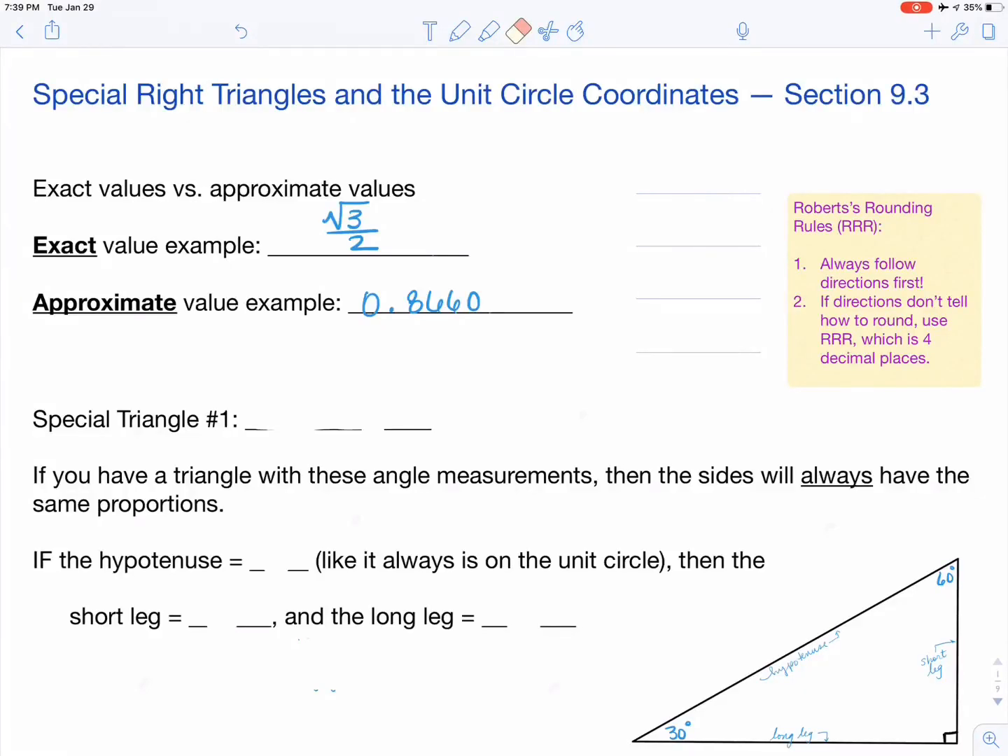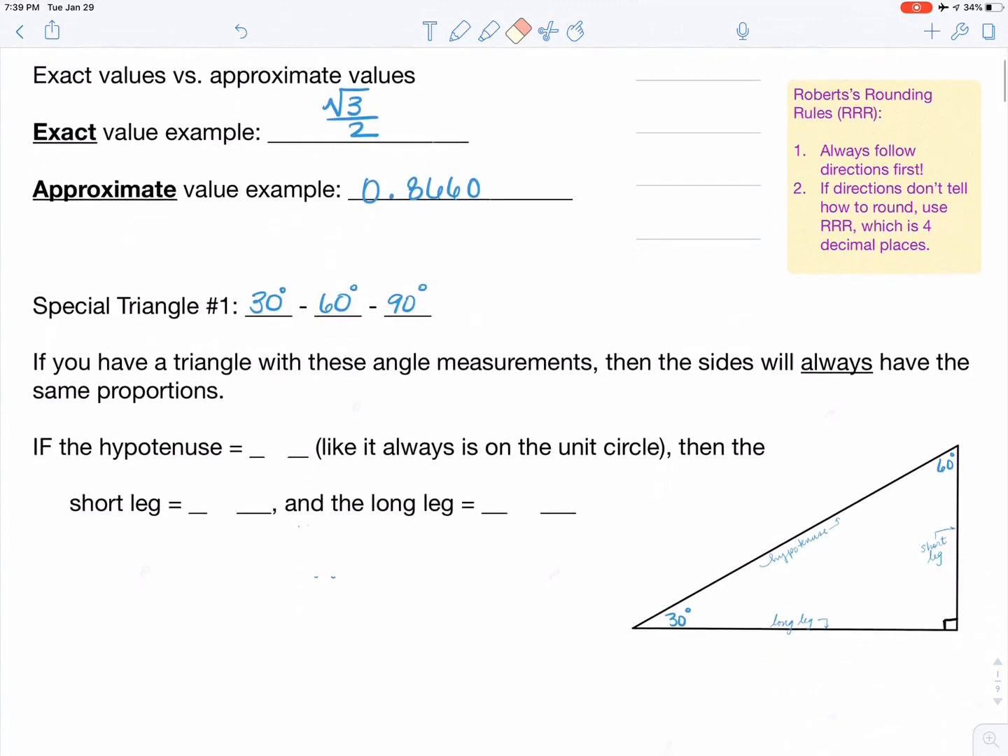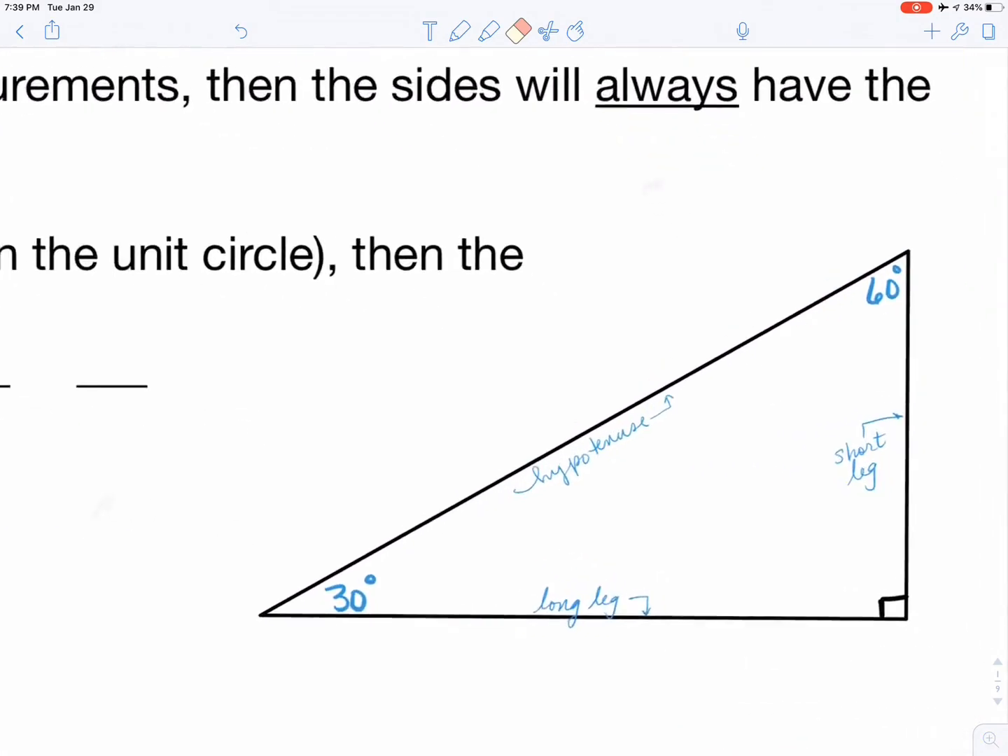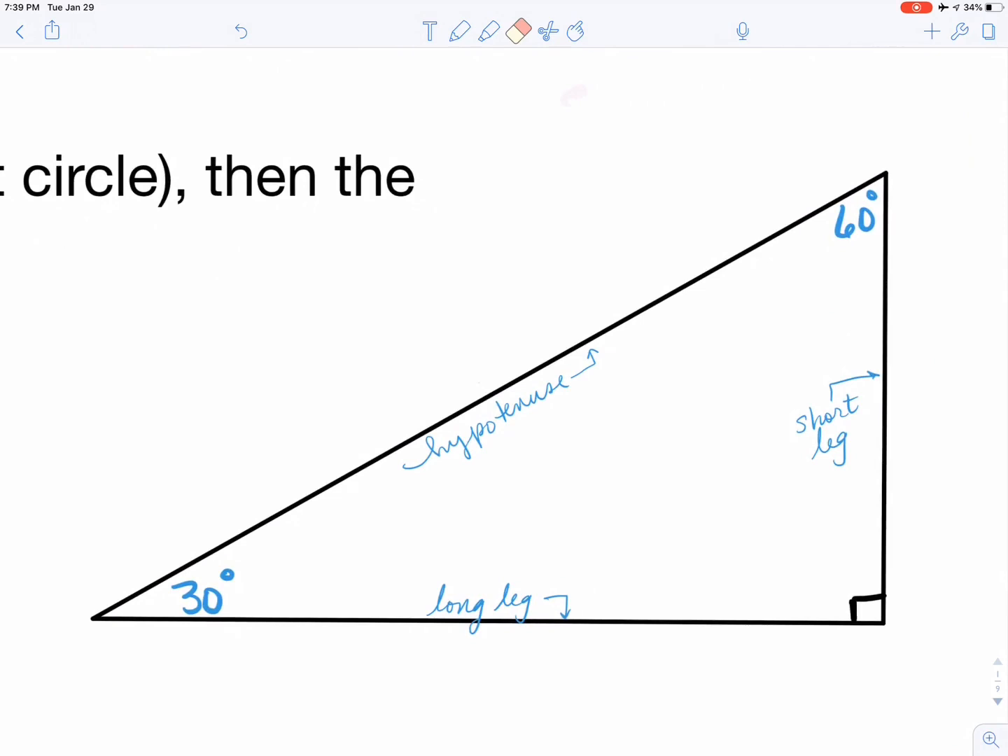Hey folks, so this is a video about special triangles. The first special triangle that we're going to work with is the 30, 60, 90 triangle. This just simply refers to the three angle measurements. You'll notice here that I have a picture drawn of the 30, 60, 90 triangle.